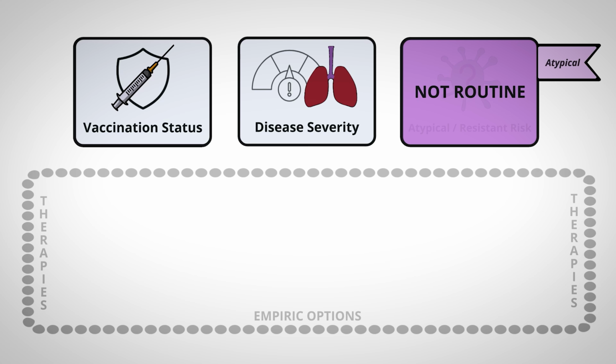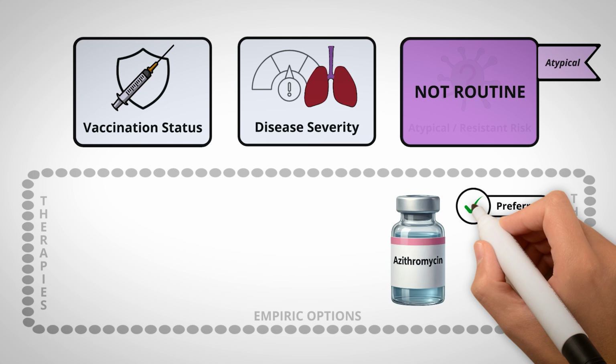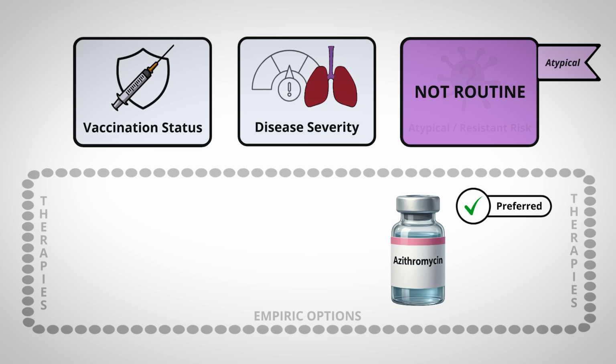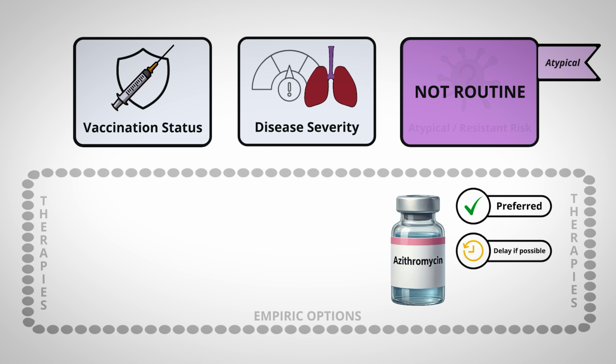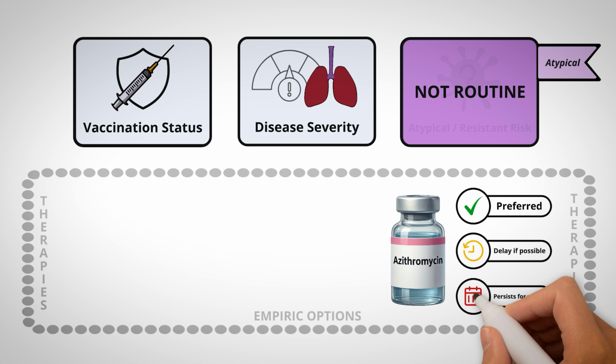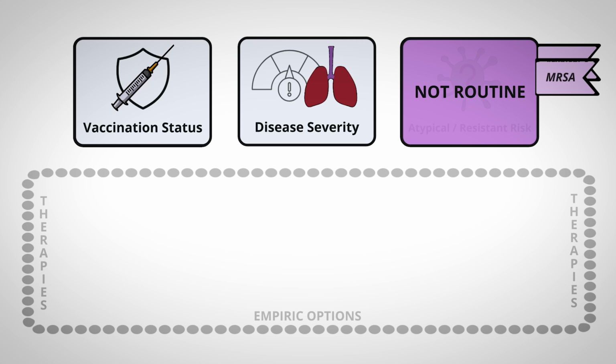Atypical coverage is not routine. Macrolides should only be added if atypical pathogens cannot be ruled out or are strongly suspected. If used, azithromycin is preferred due to superior tolerability and efficacy. When possible, delay initiation until respiratory pathogen panel results are available, since even a single dose of azithromycin persists in the body for weeks. MRSA coverage is also not routine.